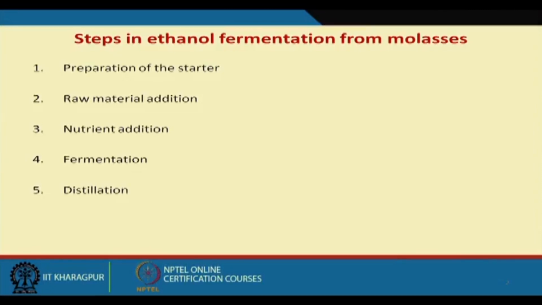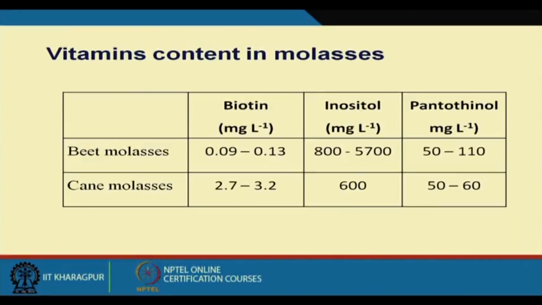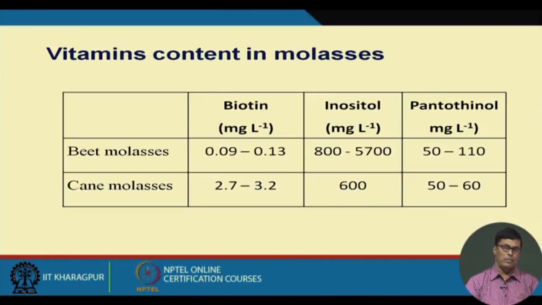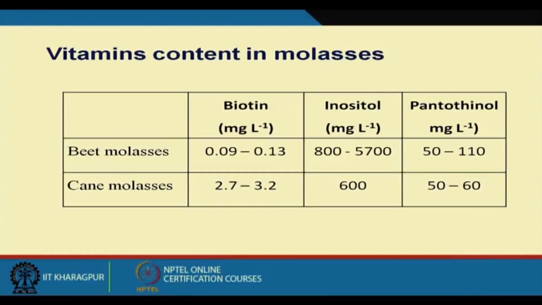I told you that molasses is considered a very effective raw material for the ethanol fermentation process. Now, why is molasses considered a very good raw material? The reason is that it contains vitamins like biotin, inositol and pantothenate. If you look at the vitamin distribution in beet and cane molasses, in my previous lecture I mentioned that cane molasses is largely available in India and beet molasses is mostly available in western countries.